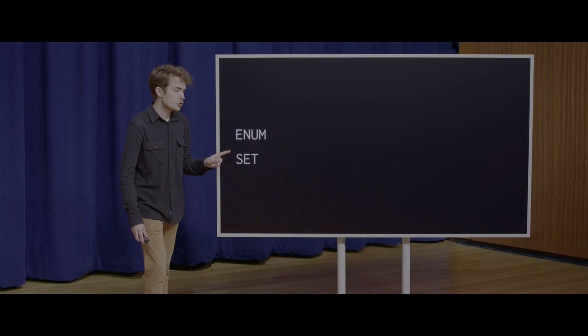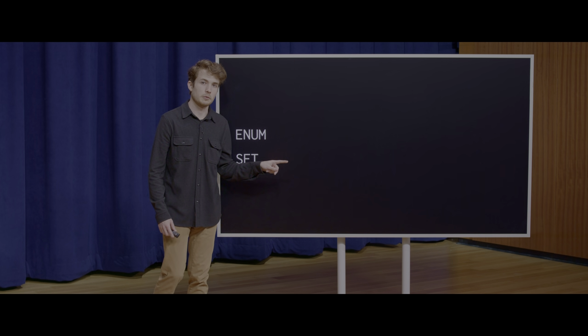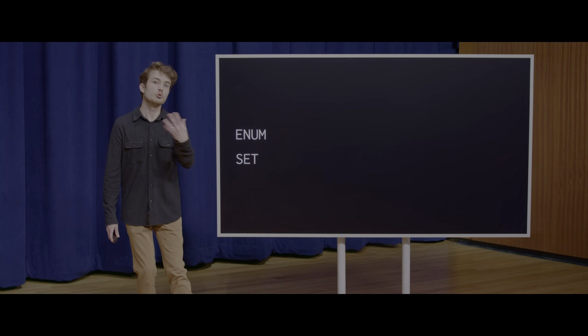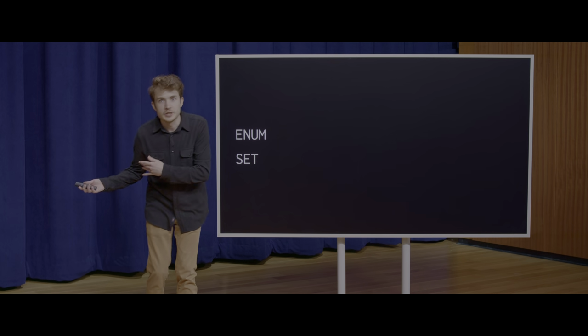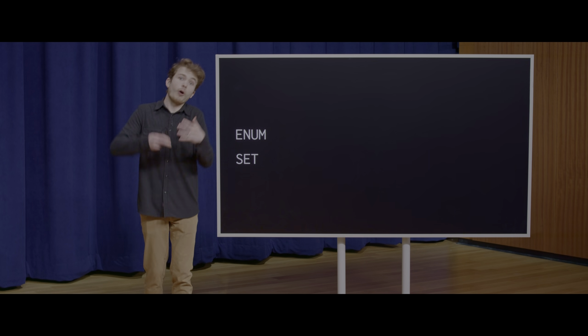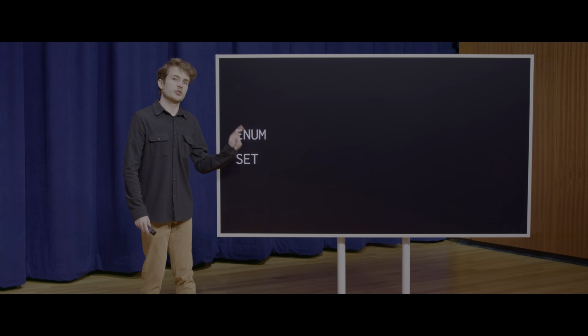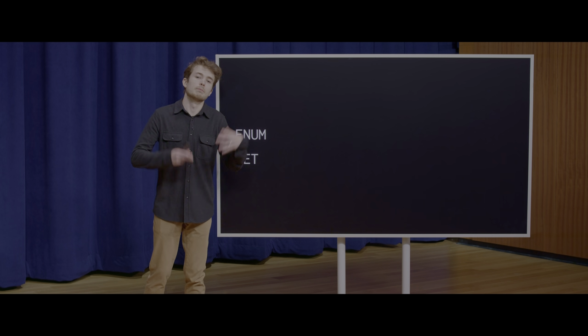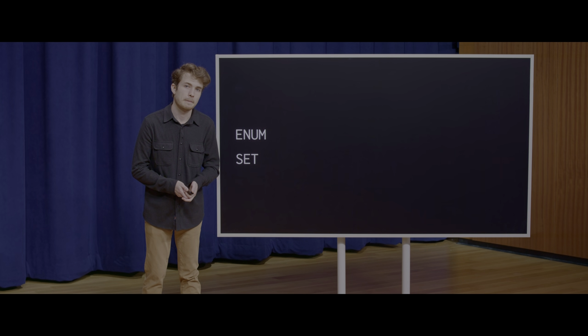But a set will allow me to choose more than one to store in that same cell. You could think of, for example, movie genres. A movie isn't just horror or fiction, or it isn't just comedy. It could be all of those together. And so set would allow you to choose not just one option from your list, but multiple, and put it inside of that single cell there.